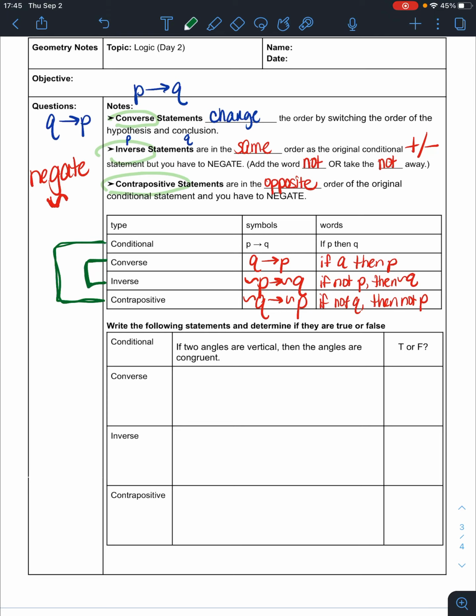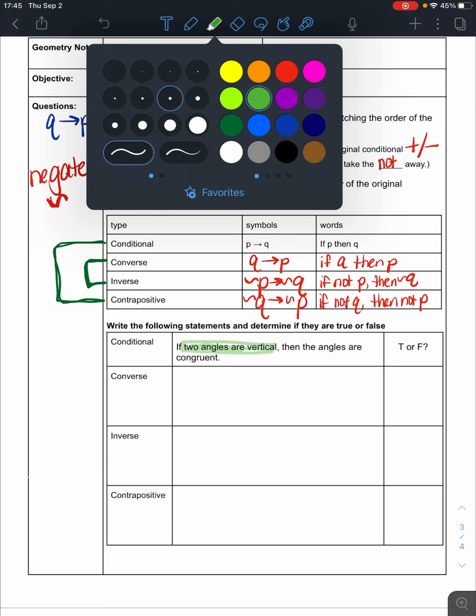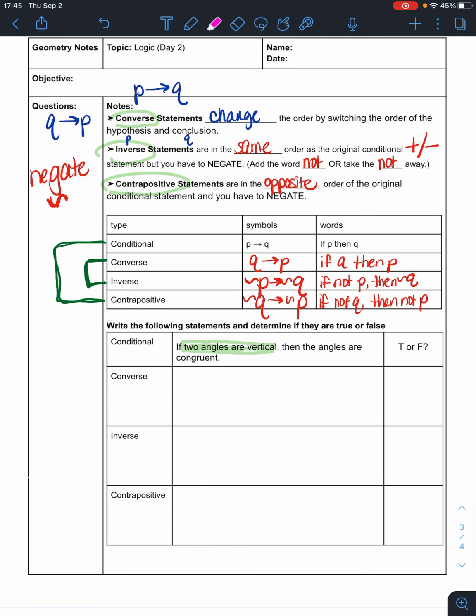So we have our conditional. If two angles are vertical, so here is my hypothesis, that's the P, then the angles are congruent. That is my Q. That is the conclusion. So first let's decide if that is true. If two angles are vertical, I'm saying two angles are vertical angles. So then you ask yourself, are they congruent? Yes, they're congruent. That's how you can determine true or false. So if two angles are vertical, then the angles are congruent. So let's do the converse.